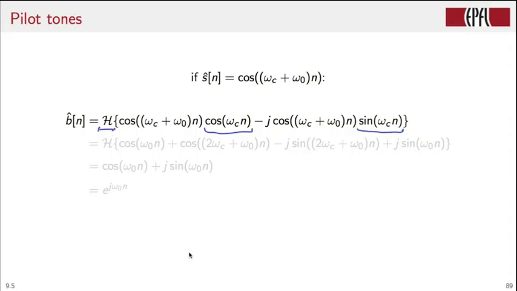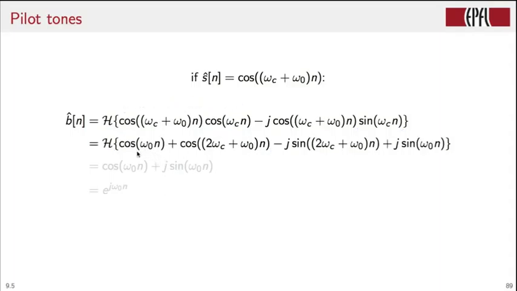So if we work out this formula with standard trigonometric identities, we can always express, for instance, the product of two cosine functions as the sum of the cosine of the sum of the angles plus the cosine of the difference of the angles. And same for the product of cosine and sine. So if we do that, we get four terms, two of which have a frequency that will fall outside of the pass band of the filter H. So when we apply the filter to these terms, we're left only with cosine of omega 0 n plus j sine of omega 0 n, which is of course e to the j omega 0 n.